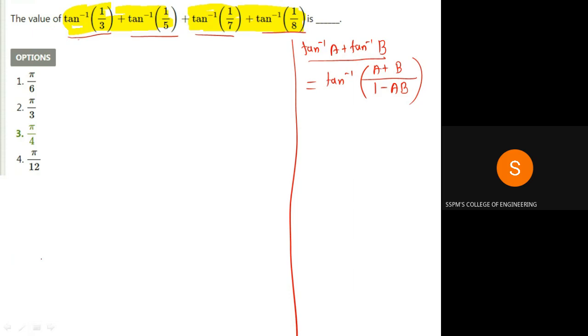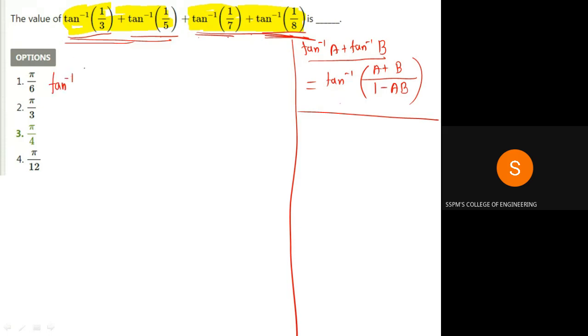Now if we apply this formula that I have given here in the first part, the first yellow part, and then again in the second part we will use the same formula to solve this. Here you see tan inverse A plus tan inverse B, and again here also you see tan inverse A plus tan inverse B. So we will use this and try to find the answer.